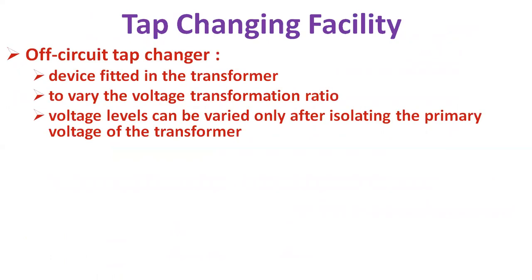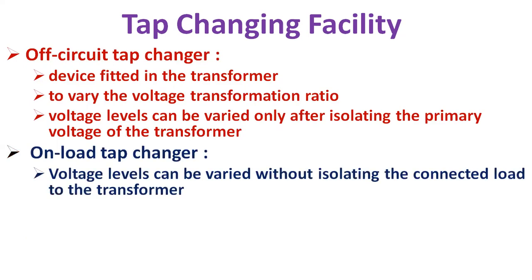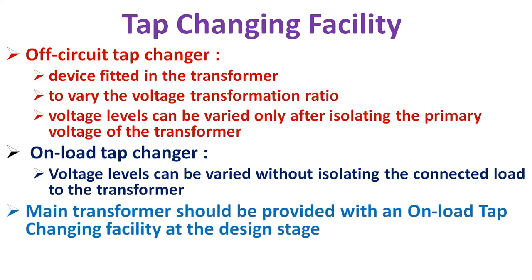We normally call it the tap changing facility of the transformer. Available are the off-circuit tap changer and the on-load tap changer. The off-circuit tap changer is a device fitted in the transformer used to vary the voltage transformation ratio. Here the voltage levels can be varied only after isolating the primary voltage transformer. The on-load tap changer, OLTC, as it is popularly called, allows voltage levels to be varied without isolating the connected load to the transformer.